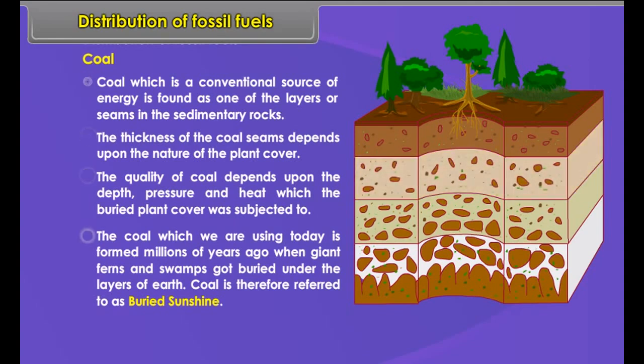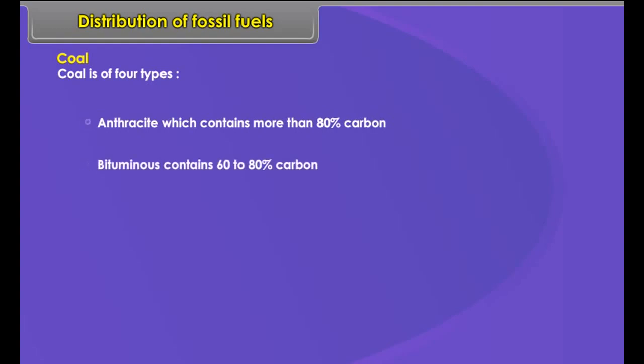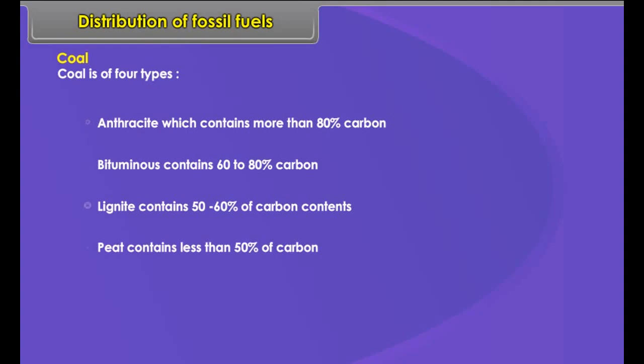There is a possibility that the alternative sources of energy might replace fossil fuels in future. The alternative sources of energy are hydropower, geothermal, nuclear, solar and wind power. Distribution of fossil fuels. We can list out some widely used fossil fuels. Coal, mineral oil, natural gas, petrol, kerosene, etc.